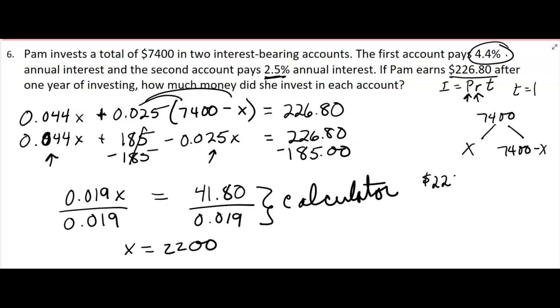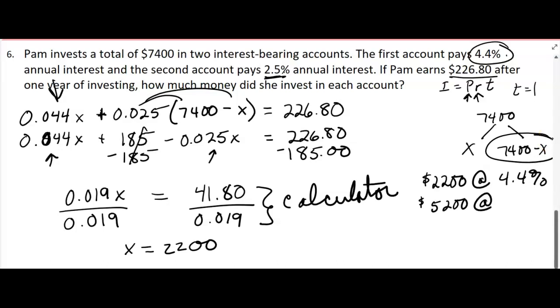Pam is investing 2,200 at the 4.4% rate. Now it makes a difference which rate you put, but remember that's what X was at the 4.4. Okay. The other one, subtract it from 7,400. You're going to get 5,200 at the 2.5% rate. Okay, and so we were looking for an answer, something like that.